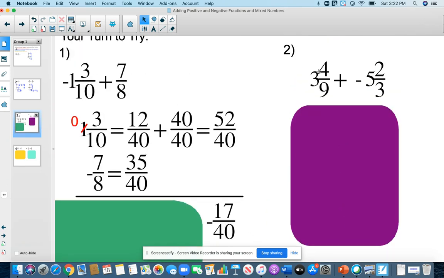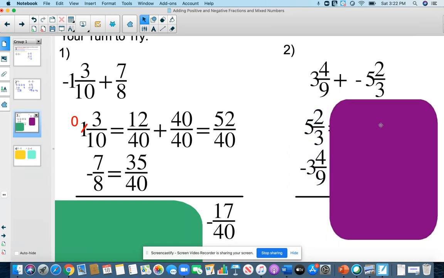So the next one says 3 and 4/9 plus negative 5 and 2/3. One is positive and the other number is negative in the terms. So we're going to go ahead and subtract. So I'm going to write my 5 and 2/3 first because it does have the larger absolute value. So I'm going to take my 5 and 2/3 minus my 3 and 4/9.